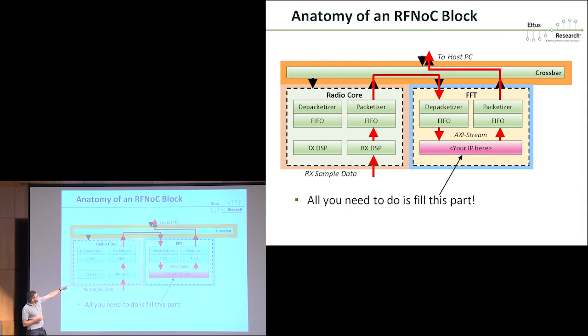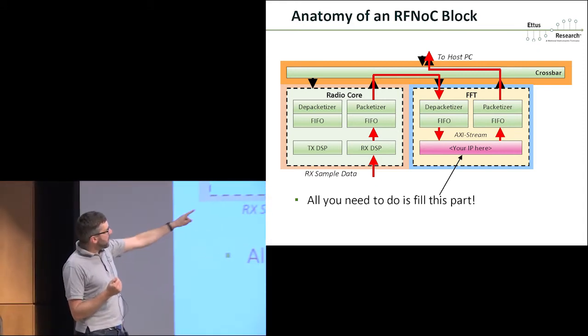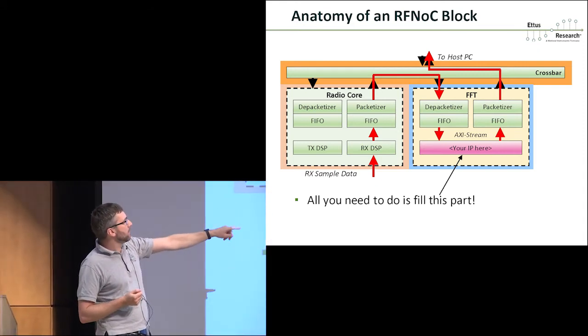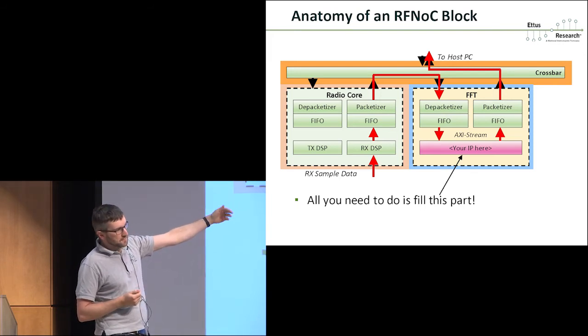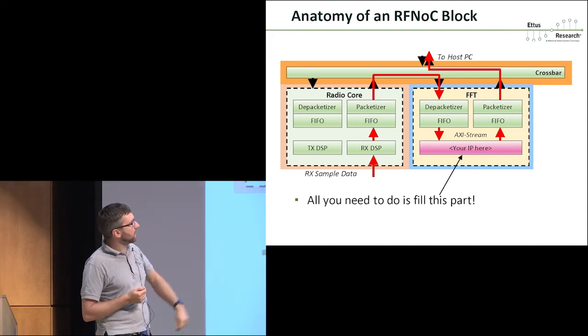So the FFT would then unframe the samples and then pipe them through an AXI-Stream compatible IP block. And in this case, we would use the Xilinx FFT because it's already part of Vivado. We just get it for free.